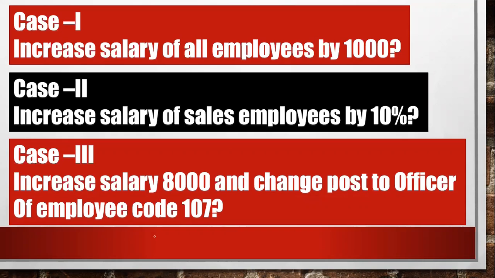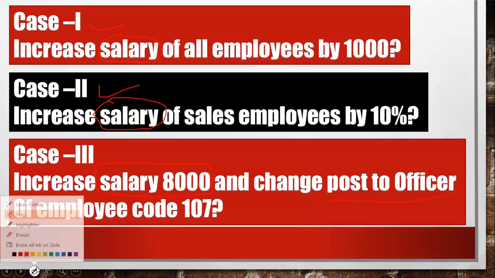Okay, so one more case is there: increase salary by 8,000 and change post to officer of employee code 107. So till now we have seen that only one field is updated. In both of the above cases, case number 1 and case number 2, only one field is updated, that is salary in this case, and in case number 2 also salary is updated. So only one field is updated. But in case number 3, we have to increase salary by 8,000. So there is one field, that is salary, we have to change. And another thing is that we have to change post to officer.